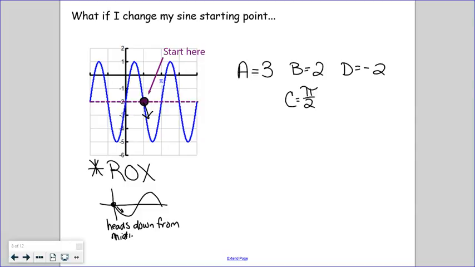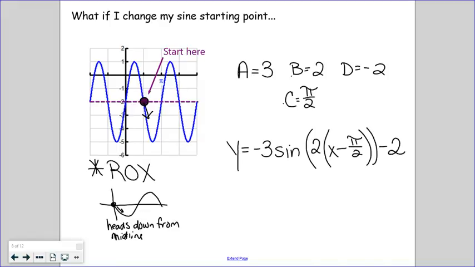Midline. Okay. So that means when we go to write our equation, we've got to put a negative in front of our amplitude: -3 sine. Because of where I made a start, we do have a B and a C value, so double parentheses, 2 parentheses, x minus pi over 2 for a movement right, down 2.